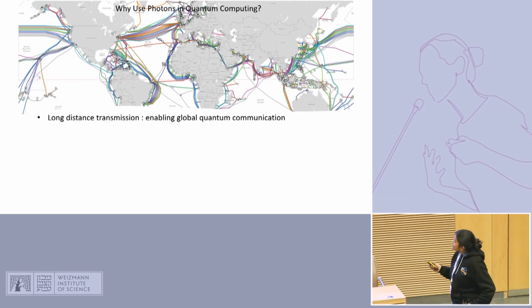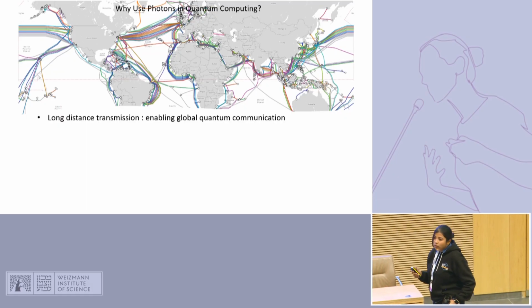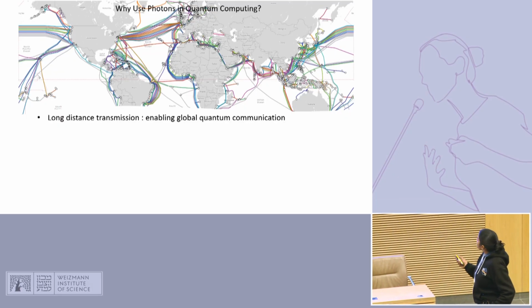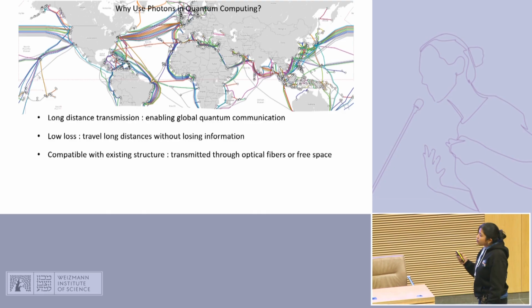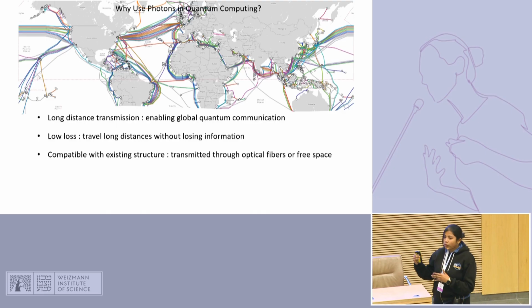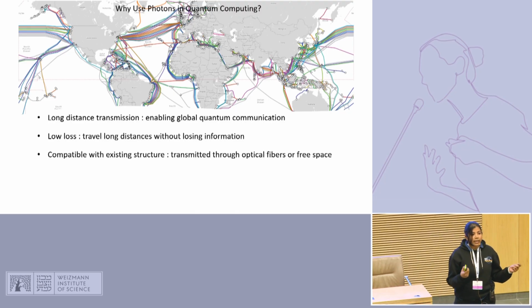Actually, photons enable us to set up a global network all around the world. So they help us in long distance transmission. And since these photons are weakly interacting with the environment, they help us set up a low loss transmission. And these photons can be transmitted through optical fibers and even in free space. So they are compatible with the existing technology we have.